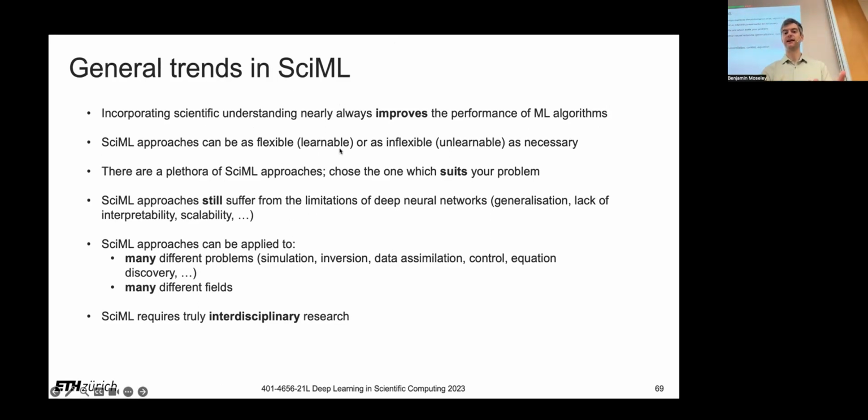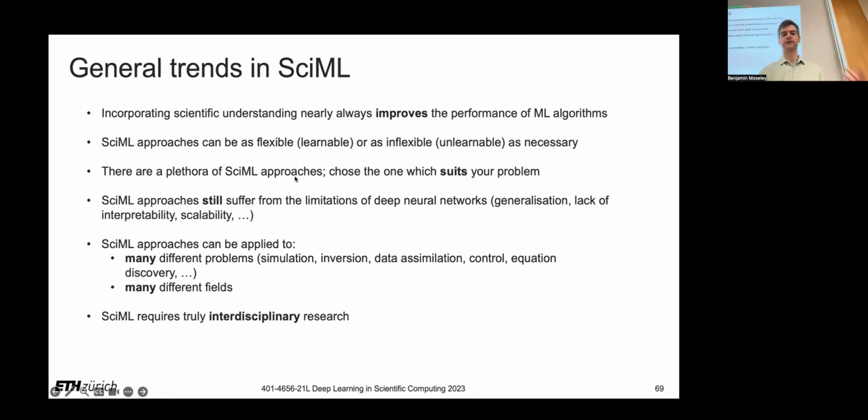As I've shown you in this lecture, SciML, especially hybrid methods, can be as flexible or as inflexible as you want. This really depends on your problem. This point at the bottom here: SciML requires interdisciplinary research. It's really hard to do good SciML because you have to be an expert in machine learning, but you also have to understand your domain and the types of problems you're trying to solve, to choose a specialist technique that really works for that problem.